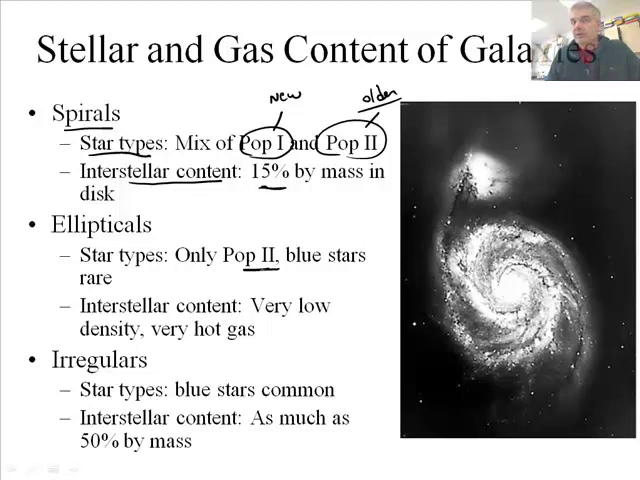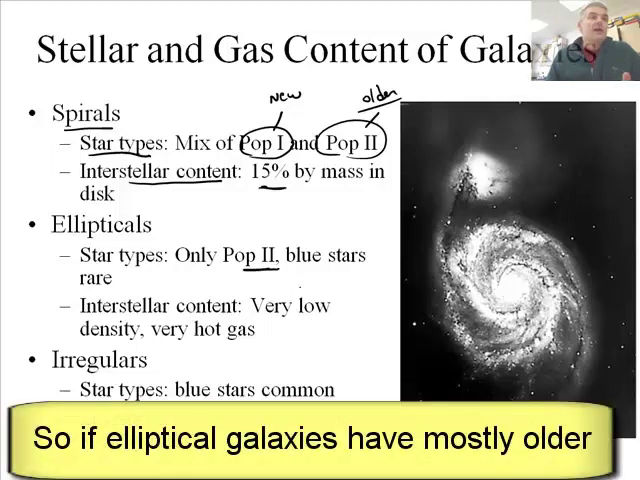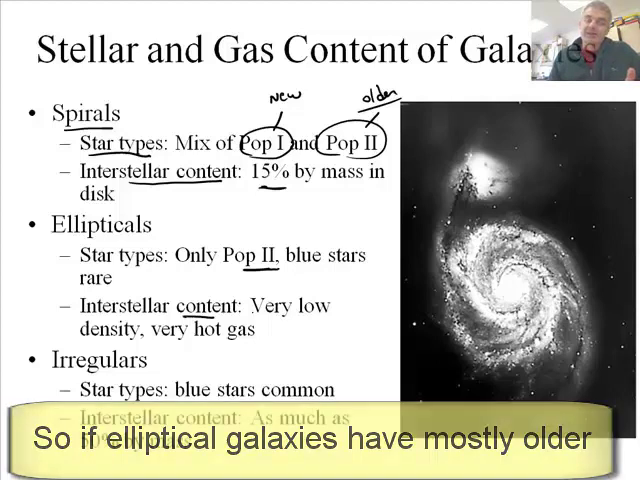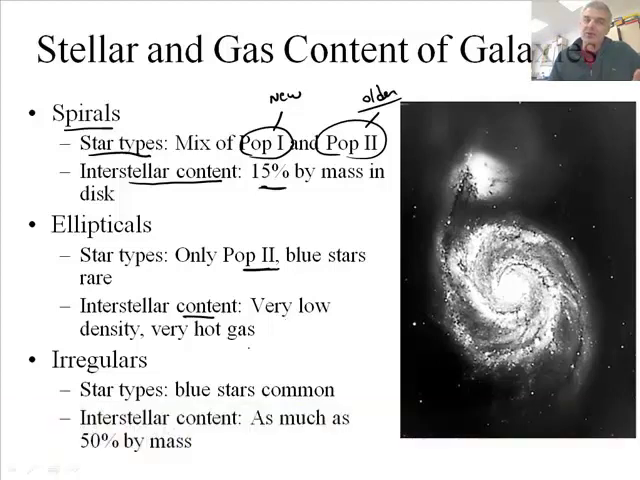Now, in ellipticals, you tend to have only old stars, Population 2. So you very rarely find the blue stars. And in these elliptical galaxies, the interstellar content, that's the gases, is very low. That actually makes sense if you think about it, because if you're made up of old stars, there are not many young stars. The gas, the interstellar content, is the stuff that makes the young stars. So it makes sense that these are old, and these are kind of midlife.